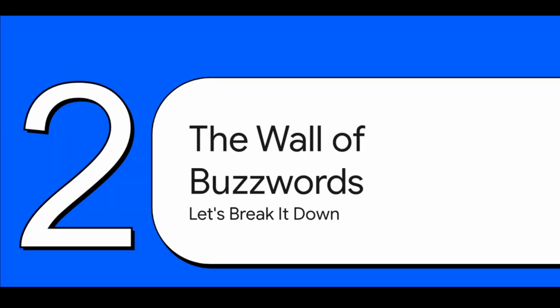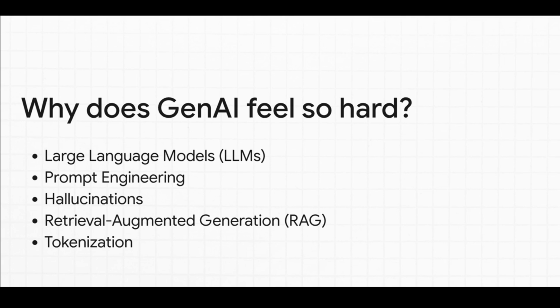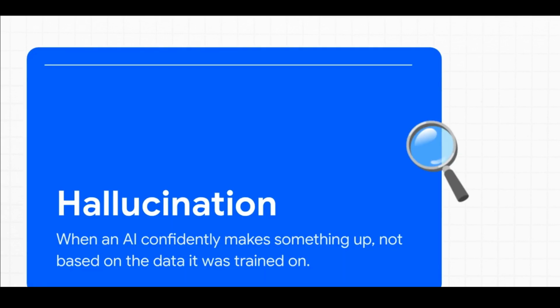Okay, let's talk about the big reason why GenAI feels so difficult in the first place. It usually boils down to one thing: a giant, intimidating wall of technical buzzwords. I mean, when you see a list like this, LLMs, prompt engineering, hallucinations, RAG, it's really easy to feel like you need a computer science degree just to get started. But what if I told you these are just fancy words for pretty simple ideas? Let's just take one: hallucination. Sounds super complex, right? But it's really just the AI's version of a bug. It's when the AI confidently tells you something that's just wrong. As a tester, you are literally an expert at finding things that don't work the way they're supposed to. See, you already get it.